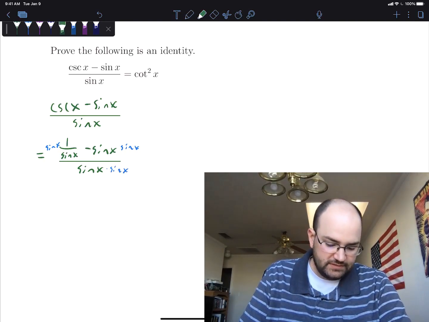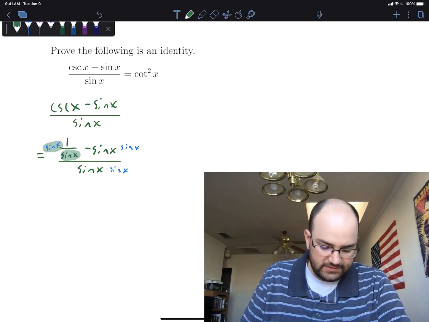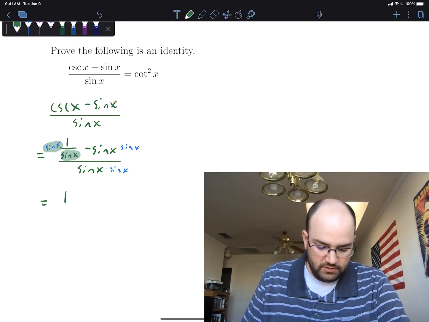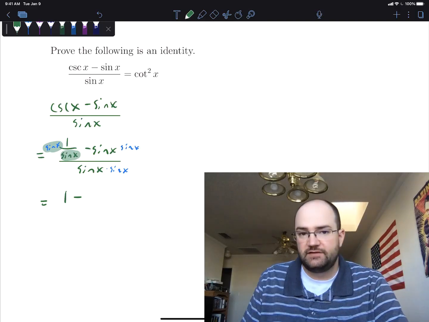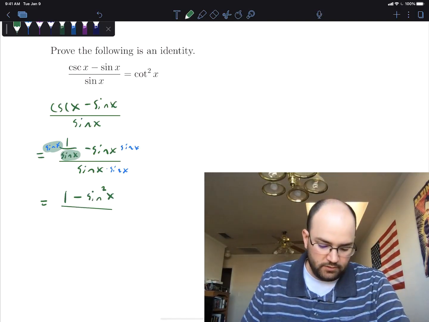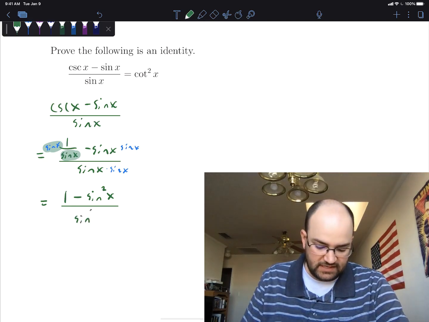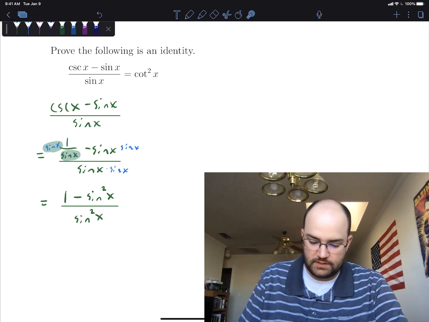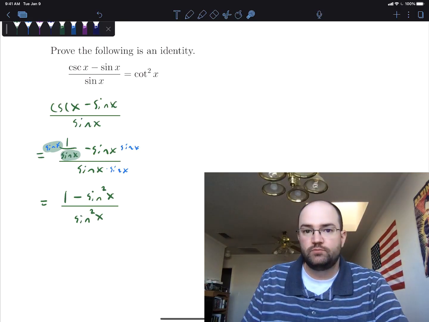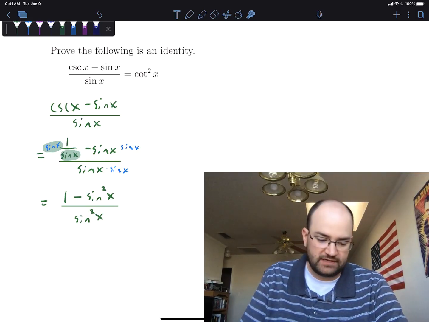Now notice that this sine of x and that sine of x will cancel, and the numerator is going to become 1 minus, and then sine of x times sine of x is sine squared of x. Then all over in the denominator, sine of x times sine of x is sine squared of x. And now 1 minus sine squared of x, you should recognize by now, is cosine squared of x.